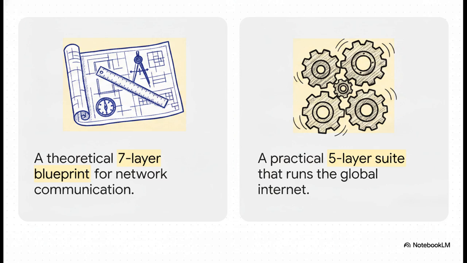See, the OSI model was built by committees striving for this theoretical perfection, which gave us that highly granular 7-layer structure. But on the flip side, TCP/IP was built by engineers who just needed to get the Department of Defense network up and running. Practicality won. Because of that, TCP/IP compresses a lot of those higher-level functions into a much more streamlined model.